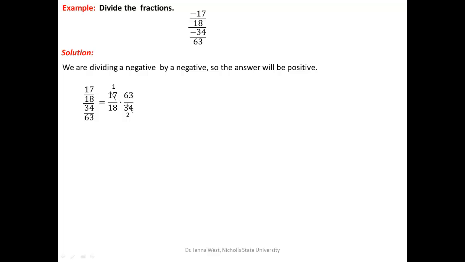Notice also that 9 divides 18 and 63. 9 goes into 18 two times, and 9 goes into 63 7 times, leaving us with the simplified product 1/2 times 7/2. We multiply the numerators and multiply the denominators, giving us 7/4. But remember, our compound fraction is made up of two negative fractions. That means we are dividing a negative into another negative, but when the signs are the same, we get a positive answer.